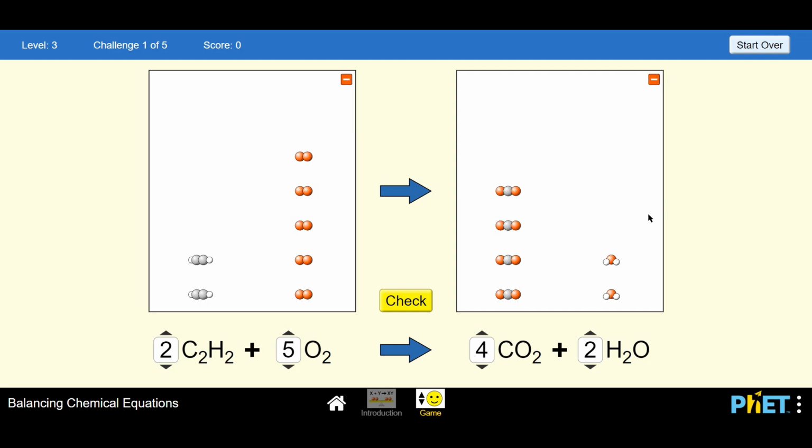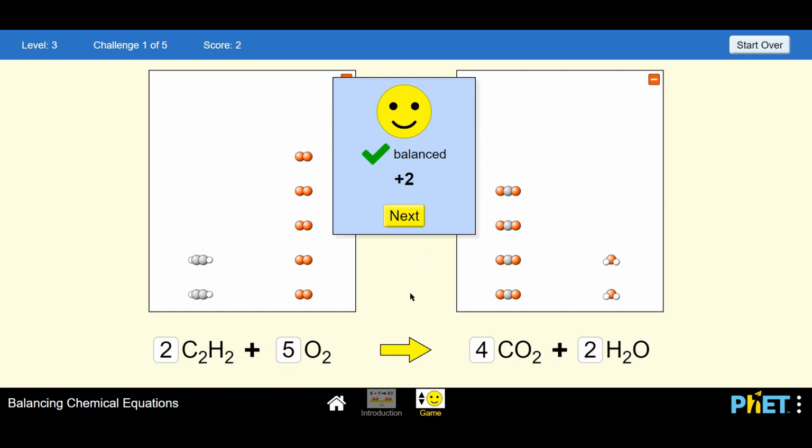Now that I've gone through and confirmed that the amounts of atoms on the left and right side are balanced, I know that what I'm seeing in the pictures obeys the law of conservation of mass, where there aren't any atoms disappearing or appearing out of nowhere, so the equation should be balanced. Once again I hit check, and it says that it's balanced. In order for this reaction to occur, these 2 molecules on the left have to combine in a 2:5 ratio, and when they do so, they produce carbon dioxide and water in a 4:2 ratio.